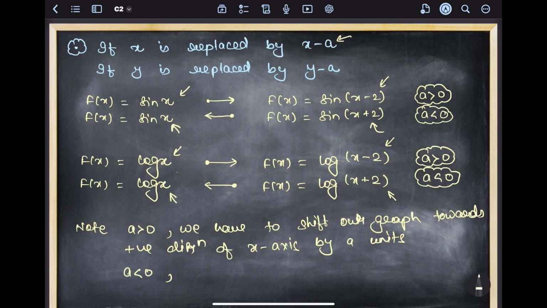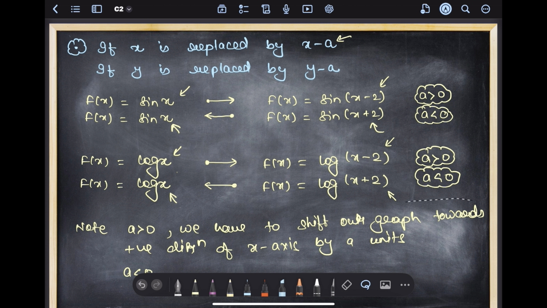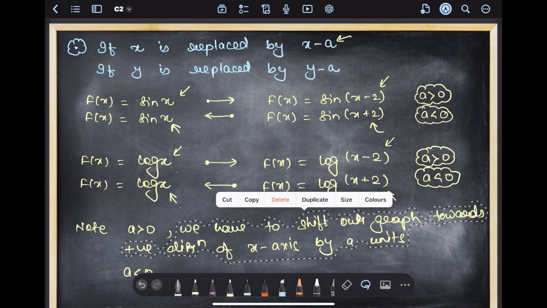If a is negative, we have to shift our graph. Look at this, we have same thing.